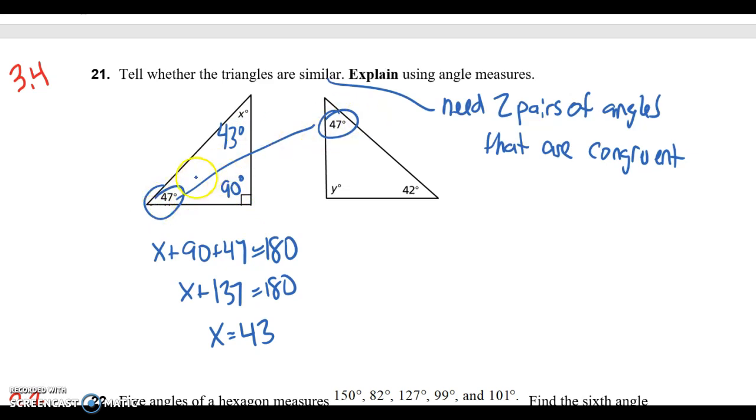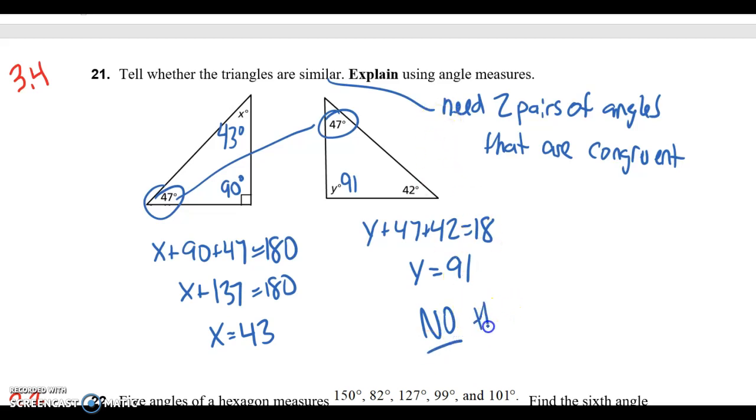So then look, we've got 47. Do we see a 43 over here to match up with that? Nope. Do we see a 90 over here to match up with those? Maybe, but it doesn't matter. As soon as we do not have 2 that match, check it. We've got over here y plus 47 plus 42 equals 180. Solving that, we get y equals 91. So definitely do not have 2 pairs that match up. So in this case, we have to say no.